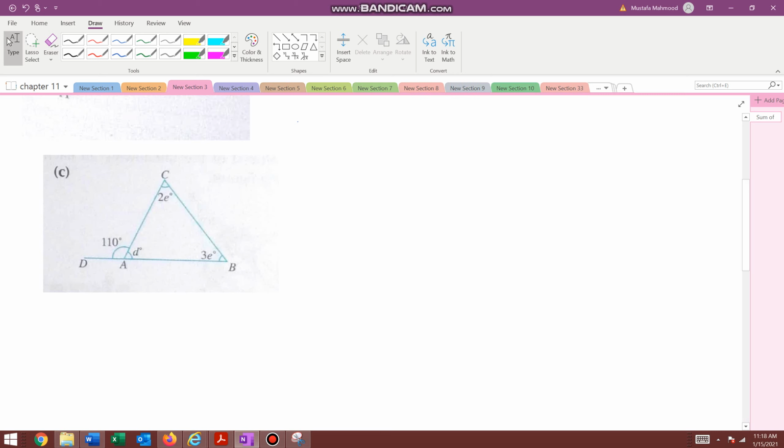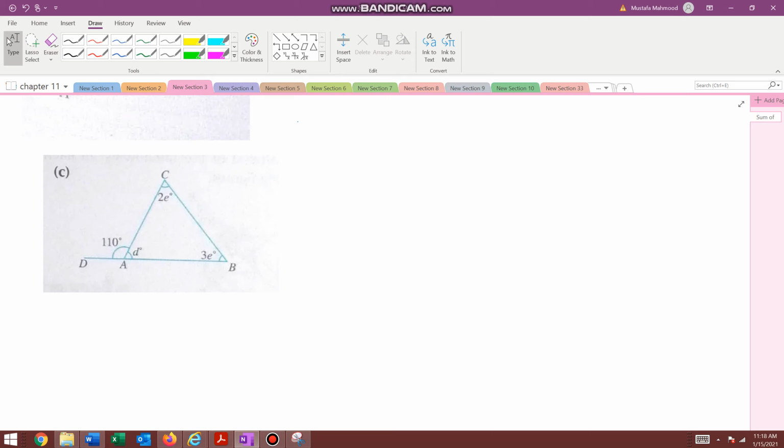Okay, so now I'll solve a few questions for you so that you basically get the idea of how to apply all of these properties. Over here we have a question where we have unknown values D and E, keeping in mind the properties of the exterior angle of a triangle.